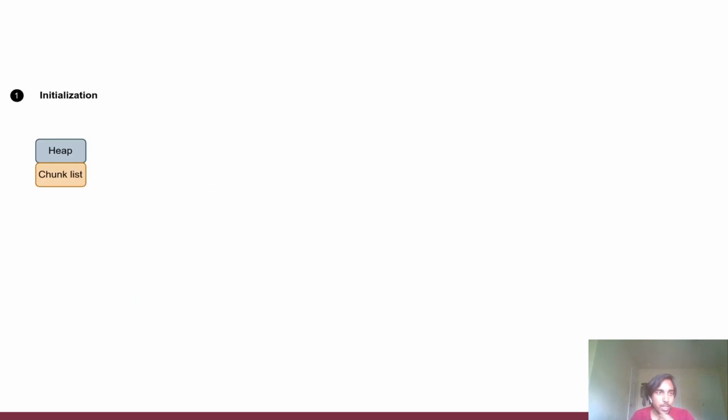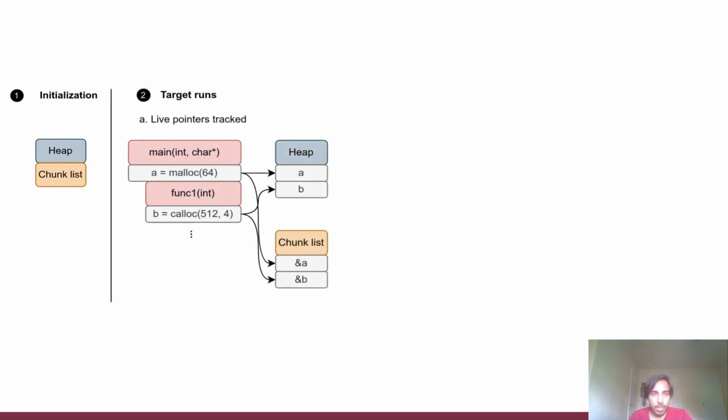So for example, we have the initialization phase where the heap is empty and our chunk list is also empty. Now as the target allocates memory on the heap with malloc, realloc or calloc, all of these are added to the heap as well as to our chunk list.